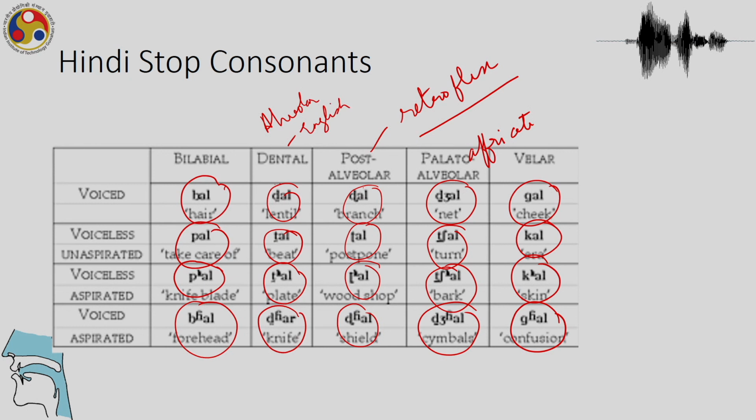And in English again, the retroflex sounds are not there. In Hindi, there is a contrast available between voiced, voiceless unaspirated, voiceless aspirated, and voiced aspirated for the retroflex stops. So this series is pretty unique to South Asian languages and also seen in other languages like Sindhi, etc. So retroflexion and voiced aspirates are again characteristics of South Asian languages.